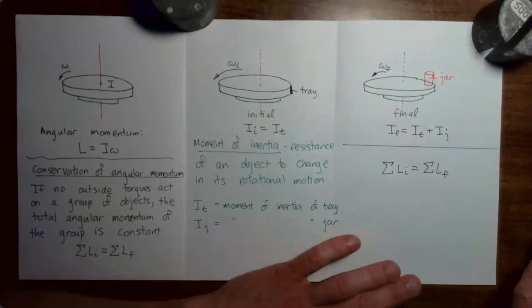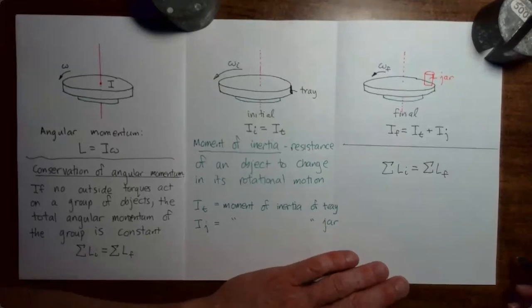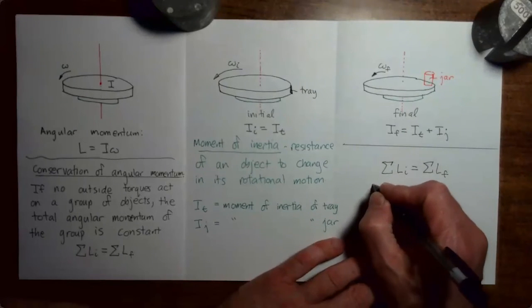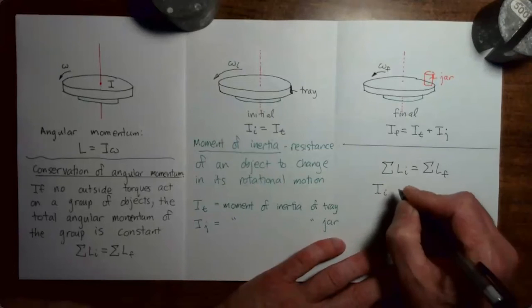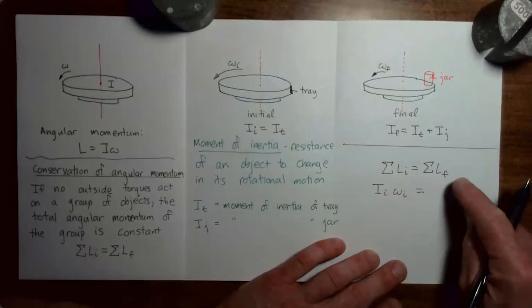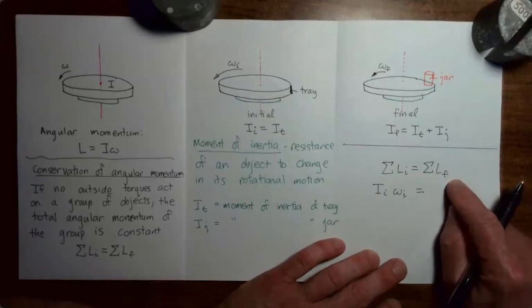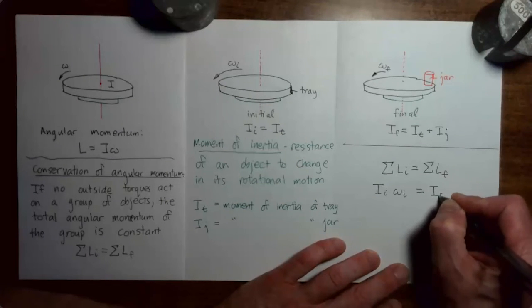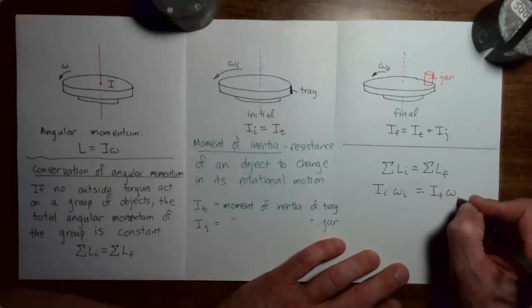What would be the total angular momentum in the initial situation? We can write that as initial moment of inertia times initial angular velocity. What would be the angular momentum in the final situation? We can write that as final moment of inertia times final angular velocity.